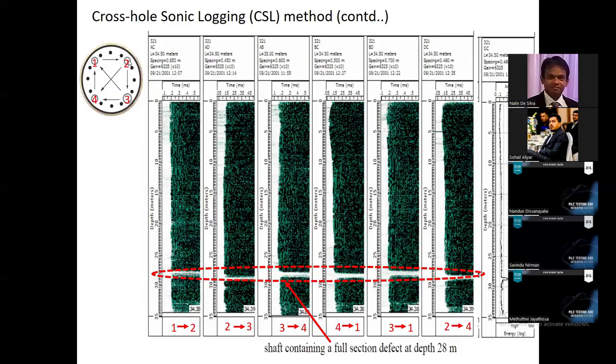Between 1 and 2, and similarly between 2 and 3, you can also see a defect, right? Approximately at the same depth. Between 3 and 4, and between 4 and 1. Likewise, in all 6 records, you can see a defect almost at the same level. So this is indicating an area-wide defect, right? Area-wide defect at a depth of 28 meters. So this needs to be rectified.